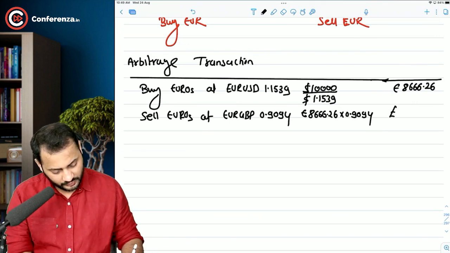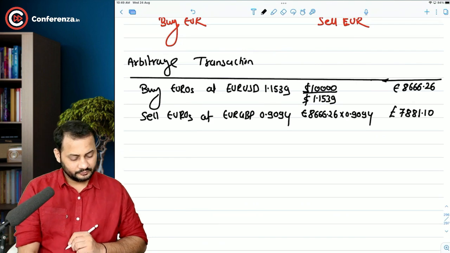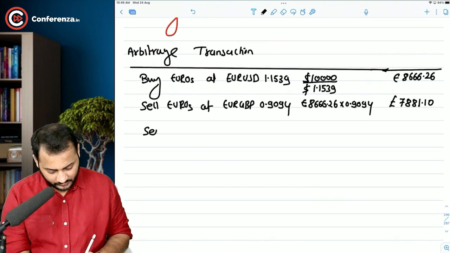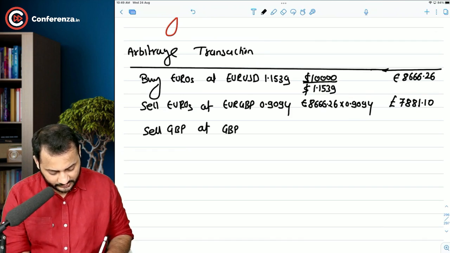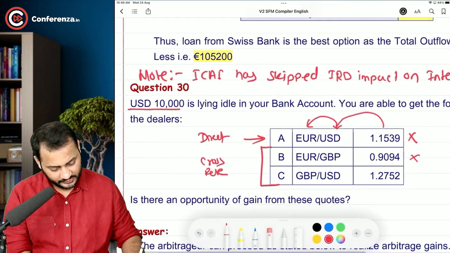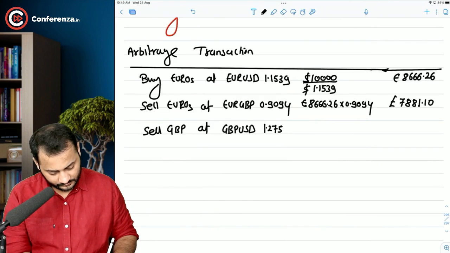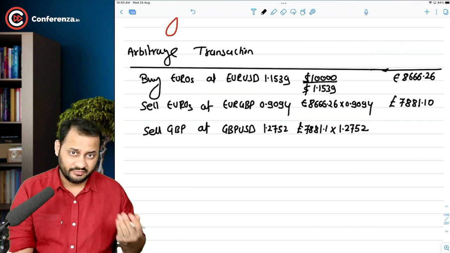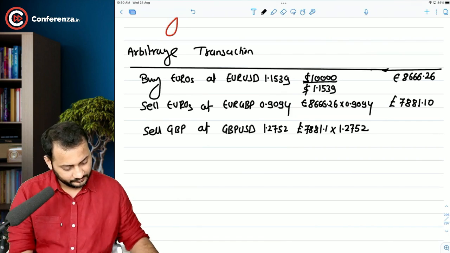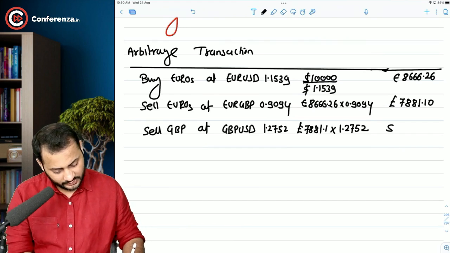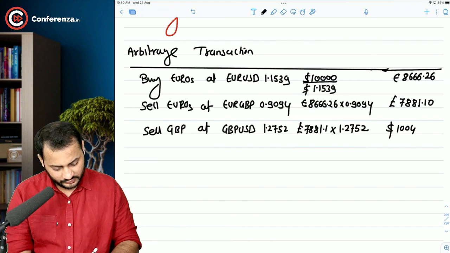That comes to pound 7881.10. Okay, now you have pounds. Sell GBP at the GBP USD rate in the third market, which is 1.2752. You know that you have GBP 7881.1 and the other value is in dollar. Both the currencies are different and we will multiply it. You will get the dollars back at 10,050.